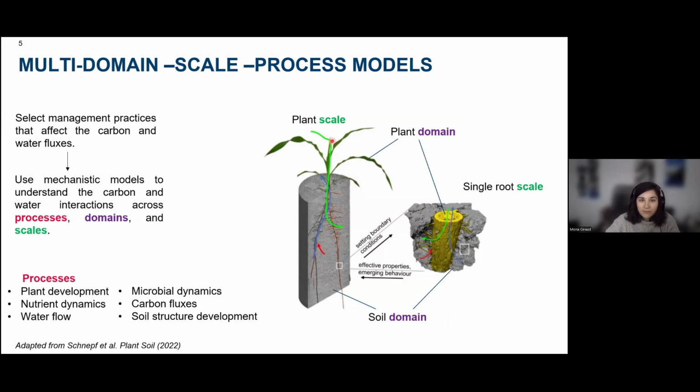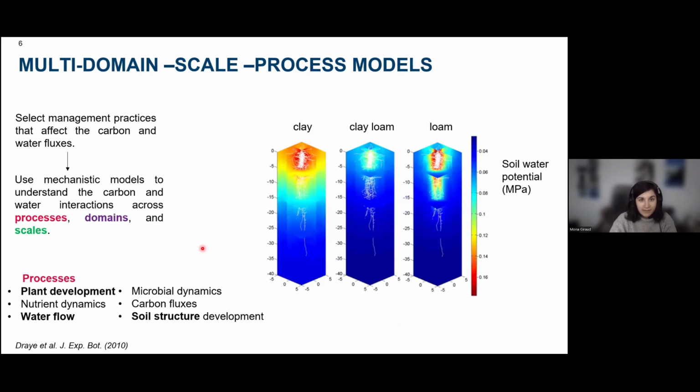So for instance, here you have the representation of a model at the plant and root scale, with a plant and soil domain, and with a range of processes. The advantage of such models is that we can see how the different processes interact across domains and scales and lead to emerging properties. Here's an example from 2010, where we have the same root system and the same root water uptake, but because we have three different soils, we get soil water potential profiles that are completely different.